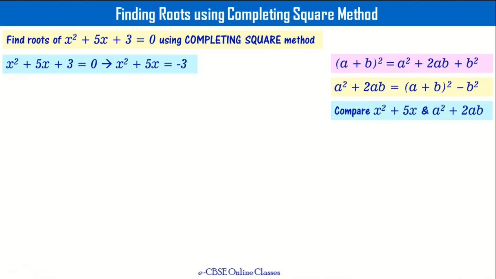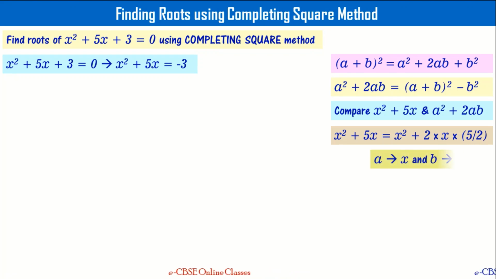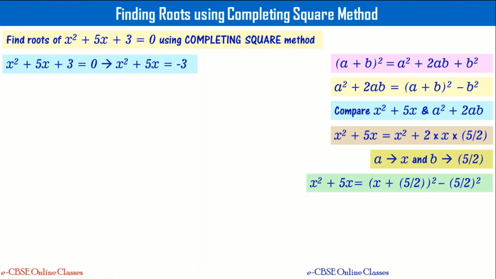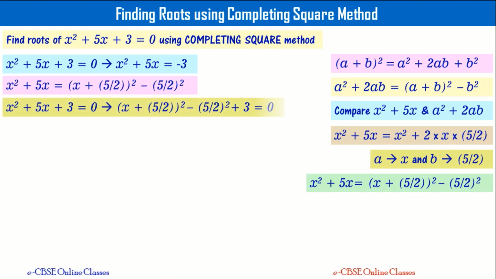Now let's compare x square plus 5x with a square plus 2ab. To do that, let me expand x square plus 5x as x square plus 2 times x times 5 by 2. Now you can compare and say that a is equal to x and b equal to 5 by 2, right? It means x square plus 5x can be written as x plus 5 by 2 whole square minus 5 by 2 whole square, right? Let's take a note of that and go back to the problem.